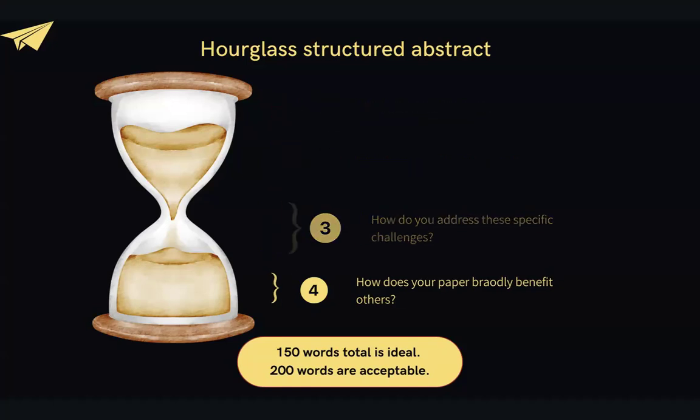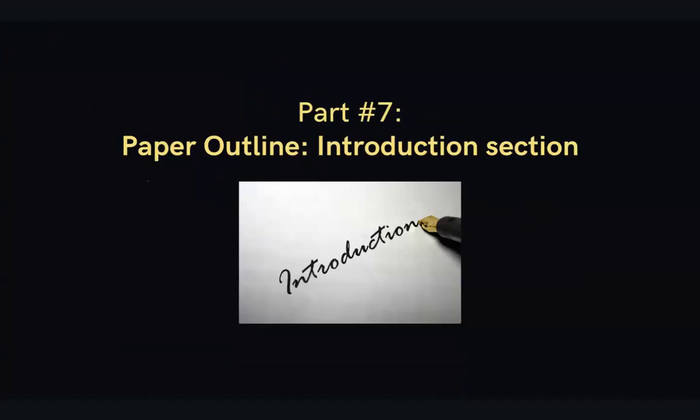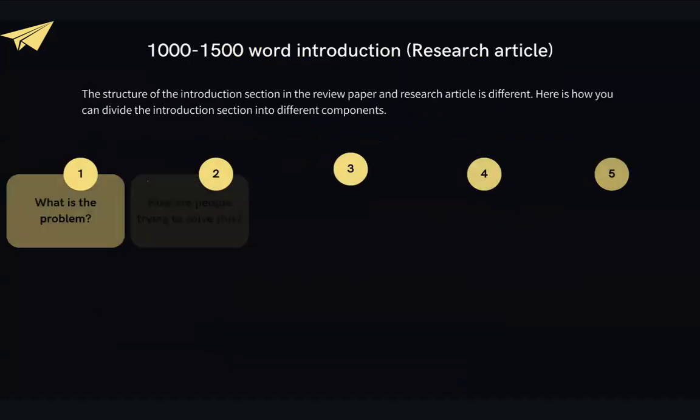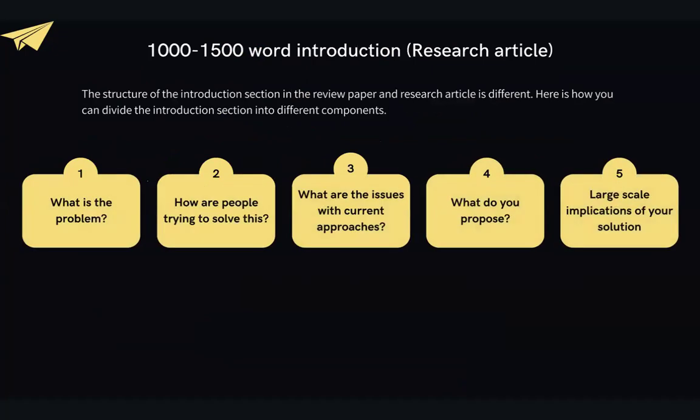And then the next part is the introduction section. The introduction section is, I would say, the most important part of the paper outline, because it is a 1000 to 1500 word essay, and it doesn't just give an idea but talks about your paper and your approach in detail. We've also divided the introduction into 5 parts.